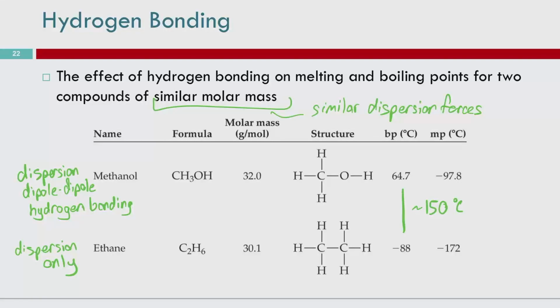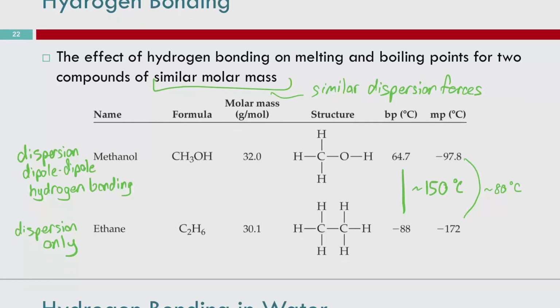So that's more than the difference from going from freezing cold to boiling hot water. That amount of change by adding in the hydrogen bonding forces. For our melting point, it hasn't changed quite as much. It's about an 80 degrees Celsius difference, which is still a lot. It's just not as impressive as 150. So that's the effect of adding hydrogen bonding and dipole-dipole forces. They stick to each other a lot more, and so it takes a lot more energy to get them to separate, in boiling especially.